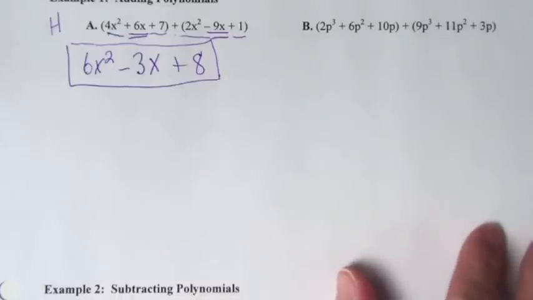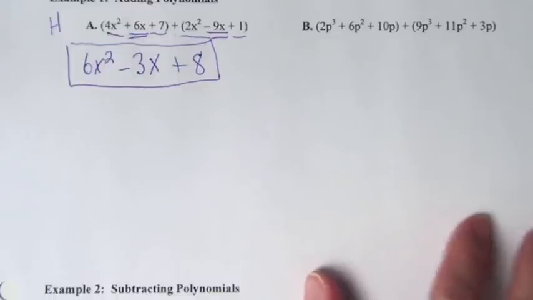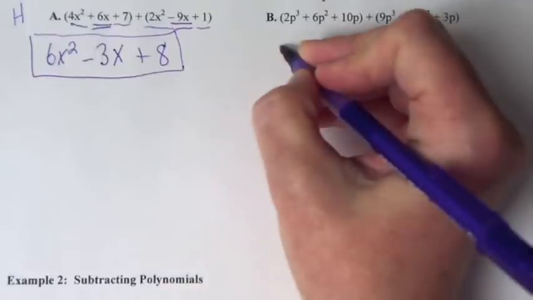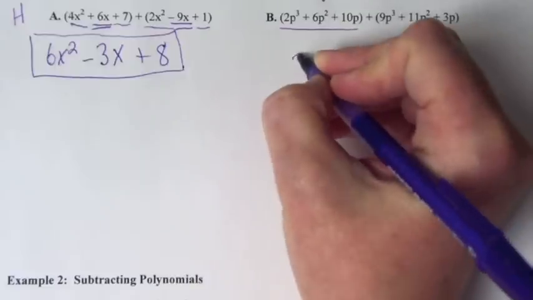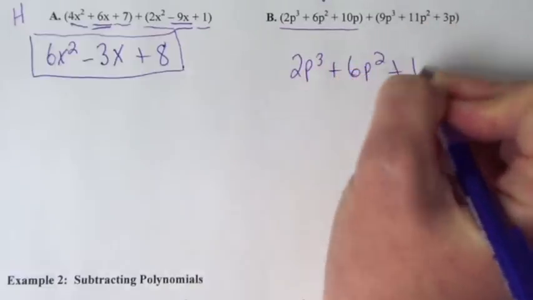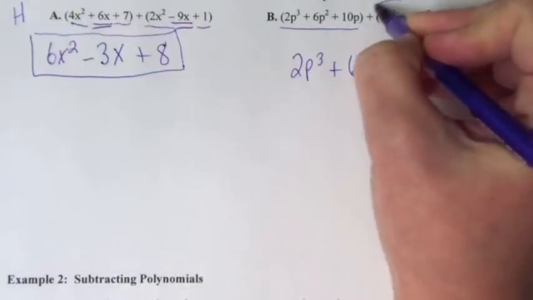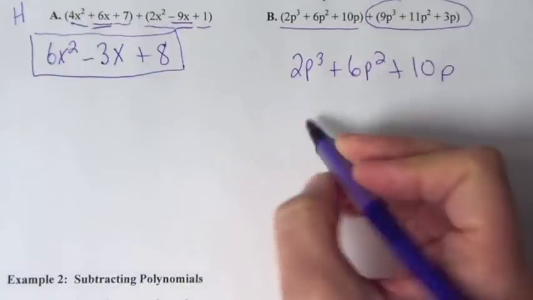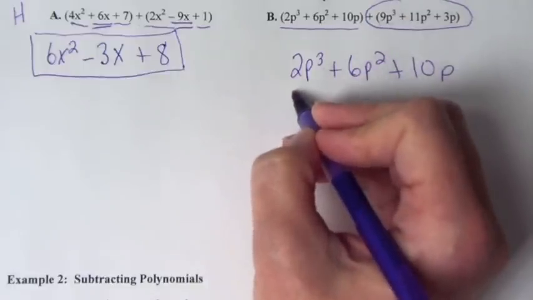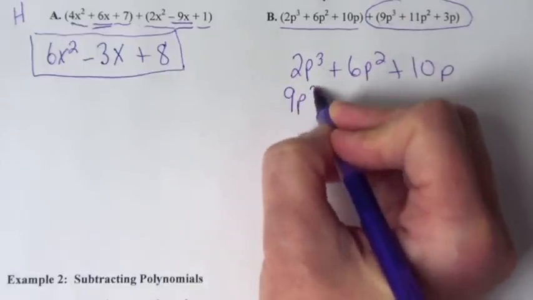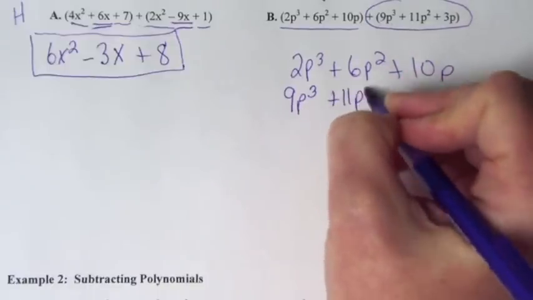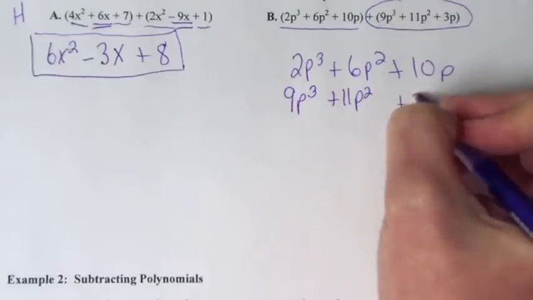All right, example B, I'm going to show you how to do it vertically. What you do is you line them up. So on this one, we write 2p cubed plus 6p squared plus 10p. Now we line these up right underneath it. 9p cubed will go underneath the 2p cubed because they're alike. And then we have 11p squared, and then plus 3p.